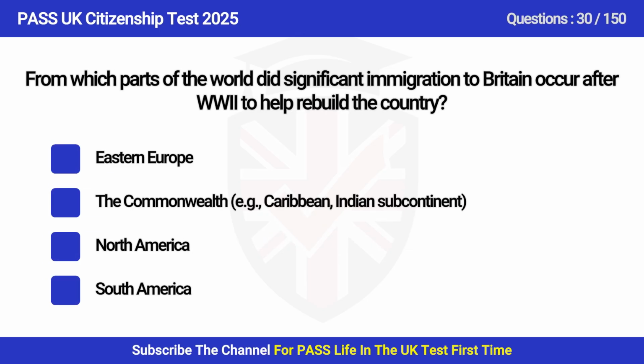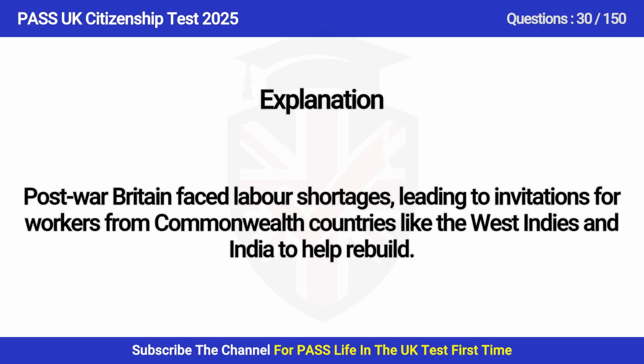Question 30. From which parts of the world did significant immigration to Britain occur after the war to help rebuild the country? A. Eastern Europe, B. The Commonwealth, e.g., Caribbean, Indian subcontinent, C. North America, D. South America. Answer is B. The Commonwealth, e.g., Caribbean, Indian subcontinent. Britain faced labour shortages, leading to invitations for workers from Commonwealth countries like the West Indies and India to help rebuild.